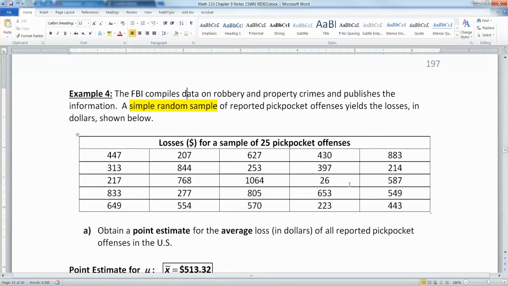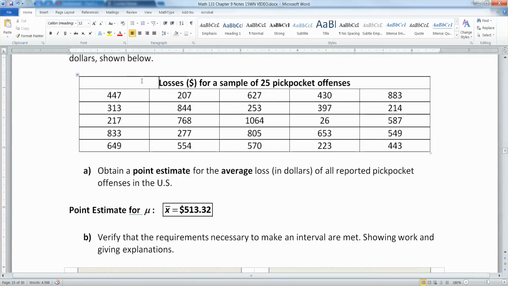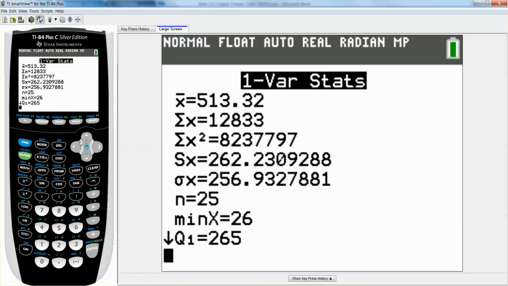So here we have the FBI compiles data on robbery and property crimes and publishes the information. A simple random sample, there's the words again, of reported pickpocket offenses yields the losses in dollars shown below. So here are the losses reported to the FBI. And the first thing they want is a point estimate for the average loss of all pickpocket offenses. Well, they're asking about mu. The average for all pickpocket offenses in the US would be mu, the population mean. Well, we don't know what the population mean is because we haven't gotten all pickpocket offenses. We only have a simple random sample. So we'll have to find x bar. And you can see that I did find it.